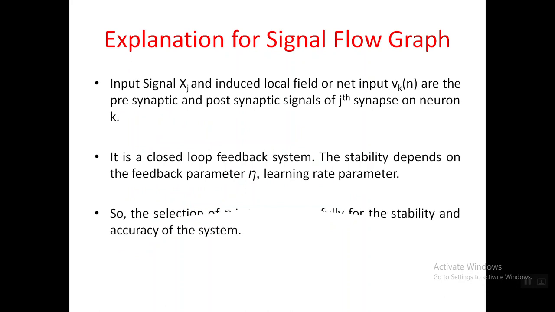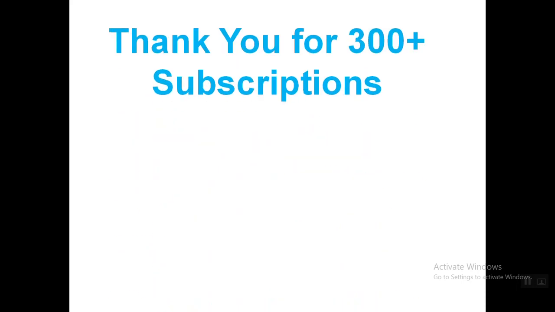Not only this, the accuracy of the system also depends on eta. So in selecting eta, you need to be very careful, as the two most important things depend on eta only. One is stability and the second one is accuracy. This is the entire explanation of the error correction learning rule.